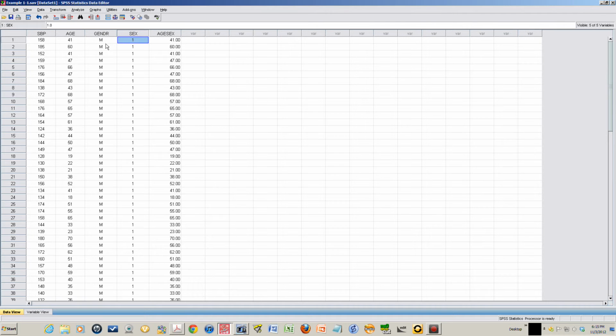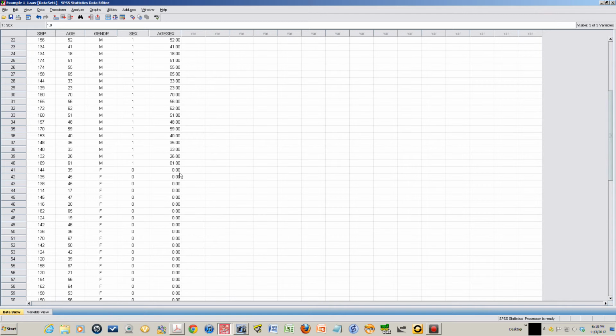For male subjects, you have numbers because you see 41 times 1 is 41, 60 times 1 is 60. But for female, everything is 0. Every entry in that column is 0 because that dummy variable is 0. So you know, 39 times 0 is 0, 45 times 0, 0, and so forth.